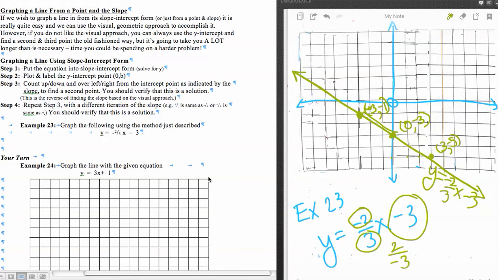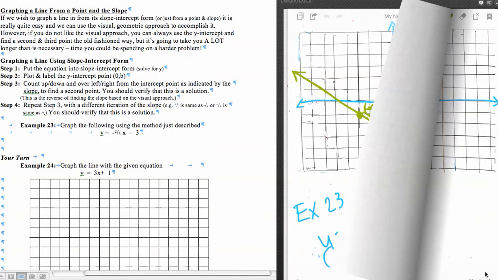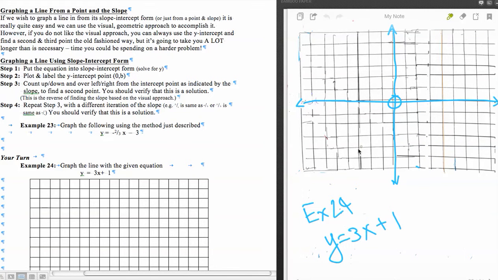So now you try y equals 3x plus 1. So I'm going to go ahead and do it, but you should pause and do it on your own. Okay, so now returning, we have a positive 1 for my y-intercept. So we'll go up to y equals positive 1. And we're going to label that with its ordered pair, 0, 1.